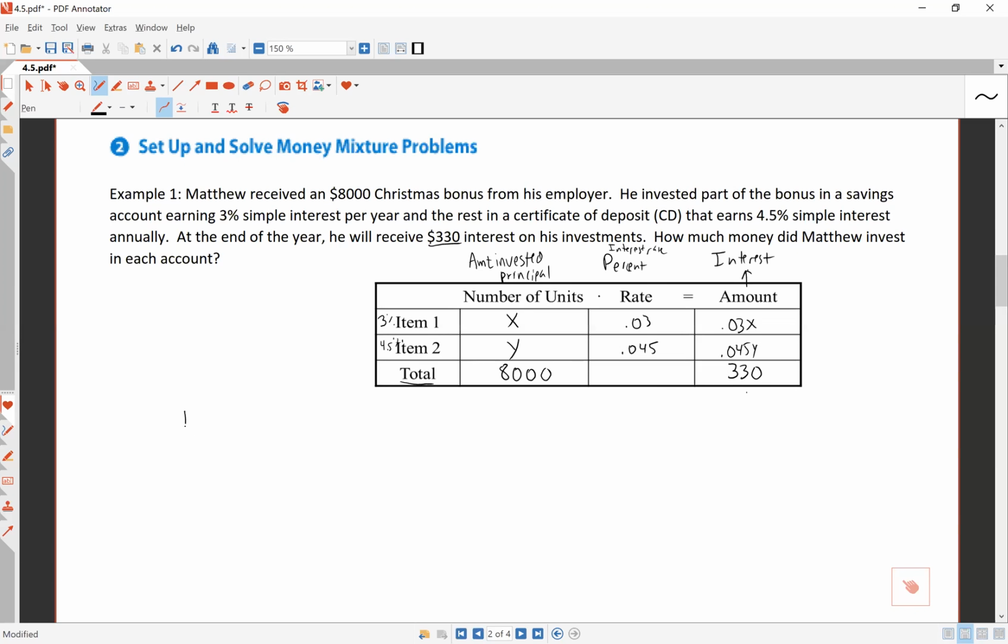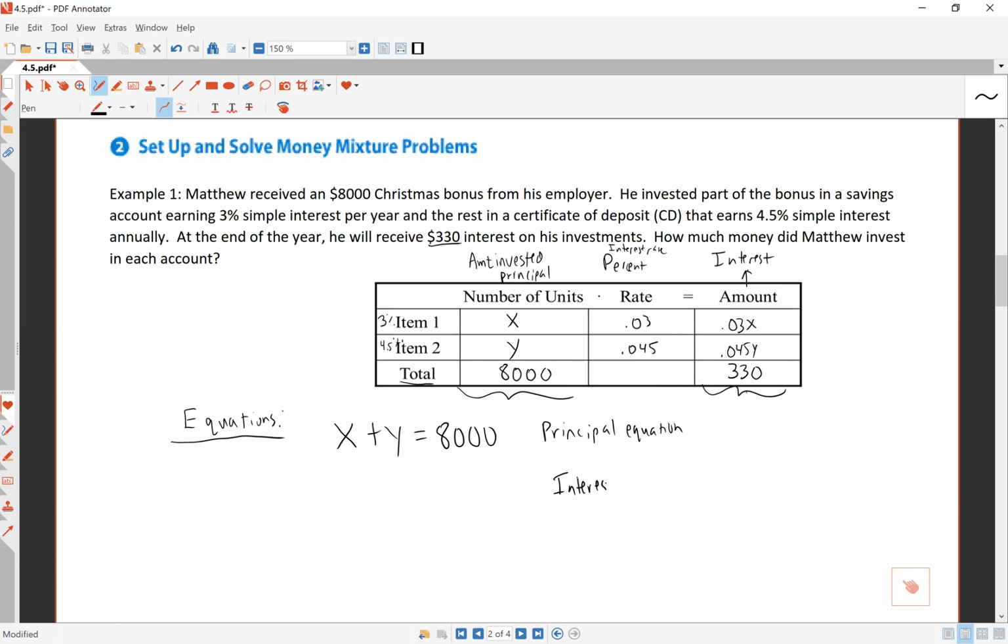And now to make the equations. The equations come from the first column and the third column. The first column says that if you invest X dollars at 3% and Y dollars at 4.5%, the sum of those two has to make the $8,000 total invested. That would be what you call the principal equation. The other equation would be called the interest equation.